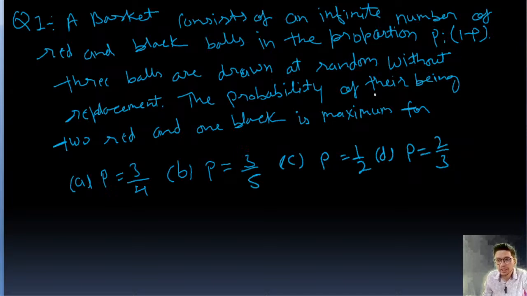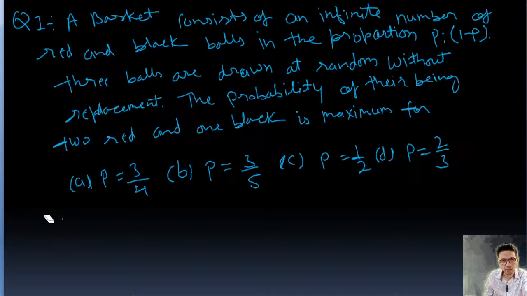The probability of there being two red and one black is maximum for. So we need to find that value for which the probability is maximum. I'll solve it now. So first we'll find the probability. The proportion is given, so the probability is going to be P. I'll solve it on the next page.